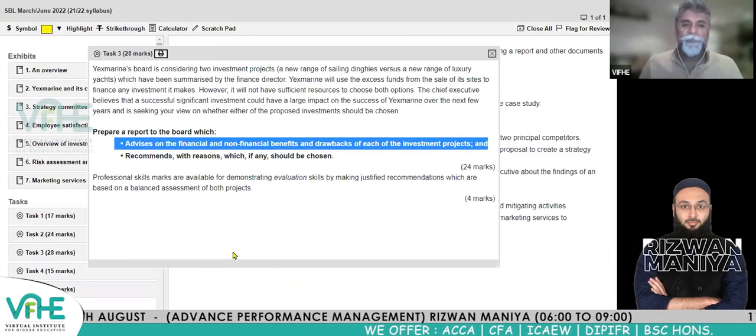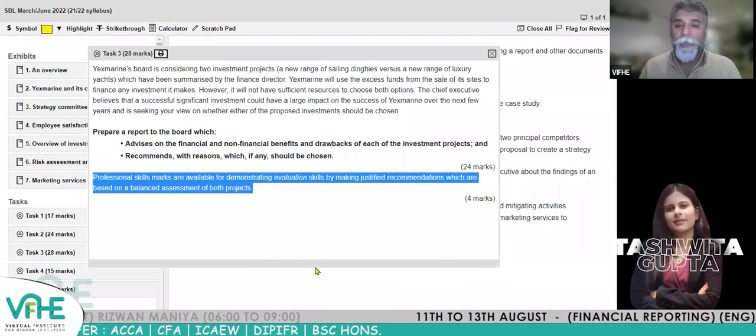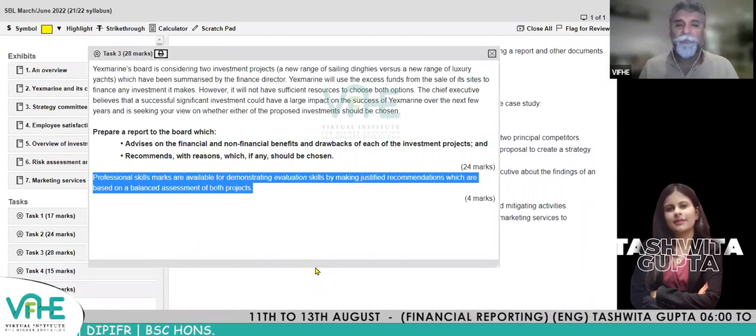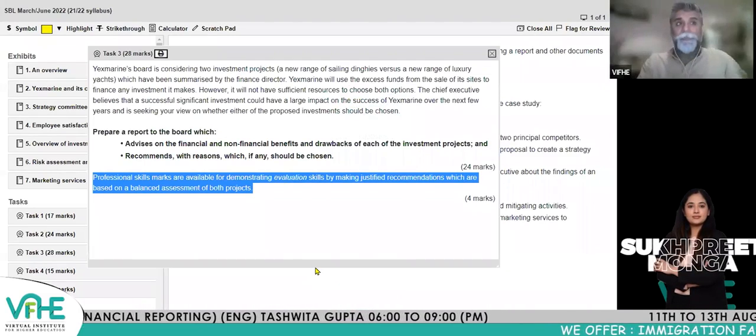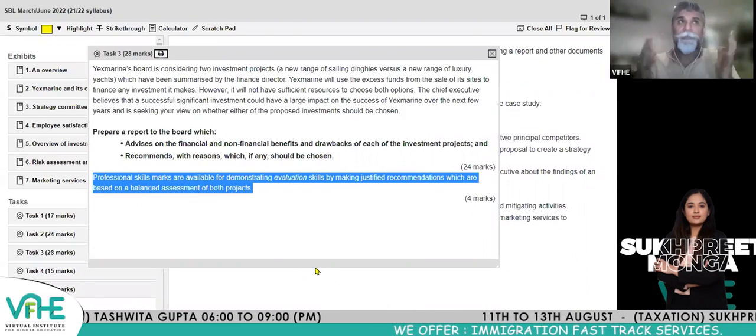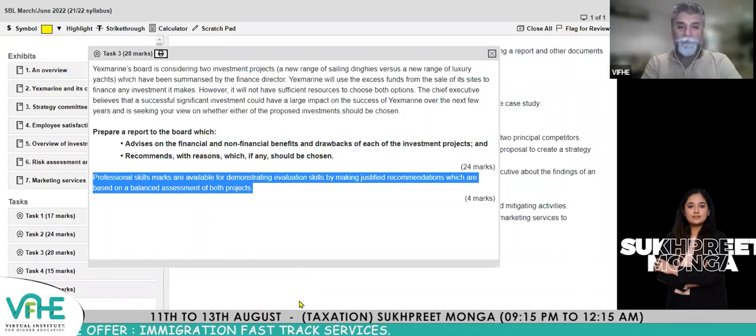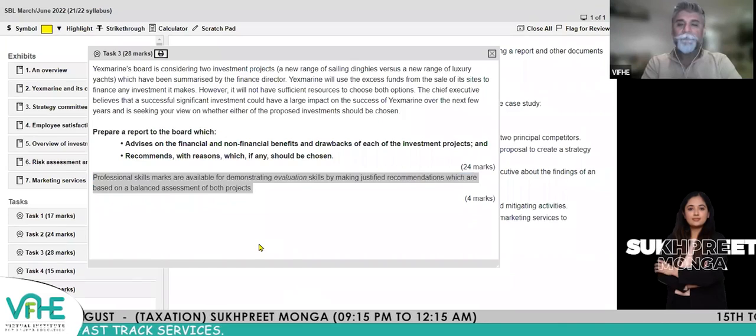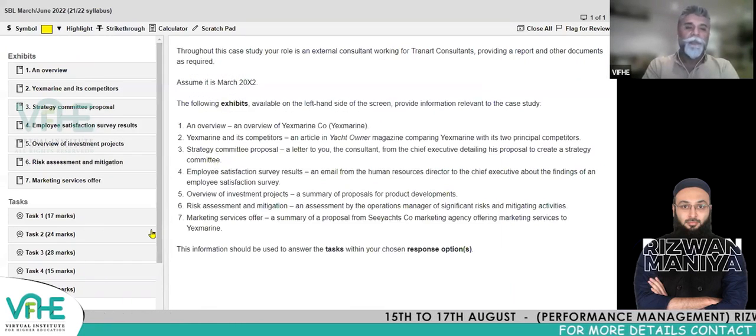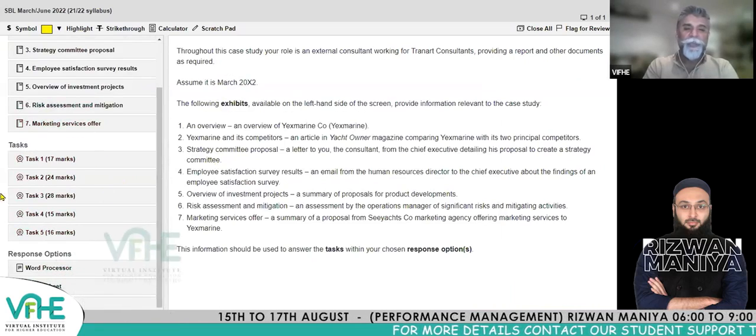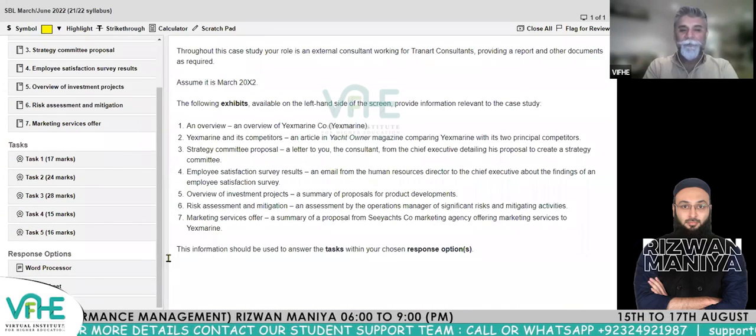24 marks. Professional skills marks are available for demonstrating evaluation skill by making justified recommendations which are based on a balanced assessment of both projects. Simple. You have to give a balanced assessment of both projects with the recommendation. Balanced assessment means covering both pros, cons, and financials. Clear? 4 marks, so total marks is 28 marks. Now, can you look at the list of tasks and tell me which question has the highest mark in this entire paper? In this attempt, which question has the highest mark?